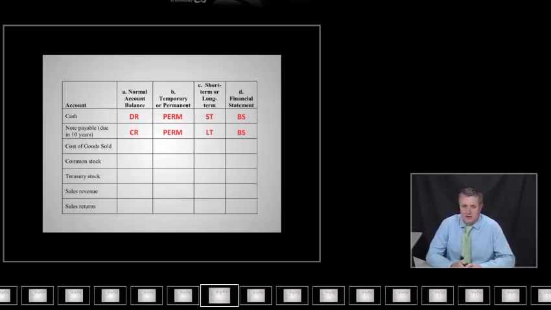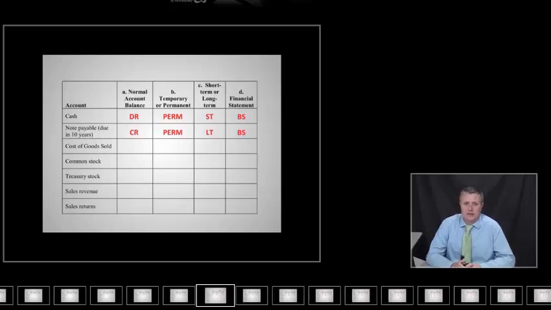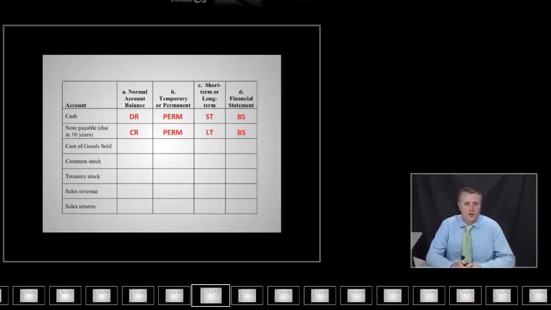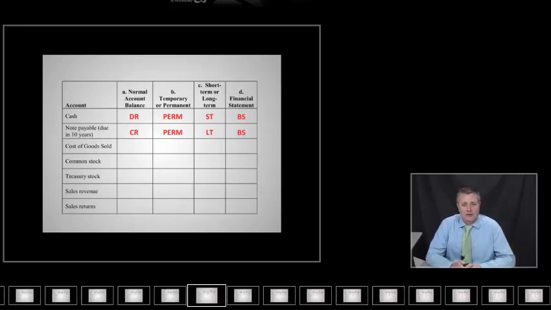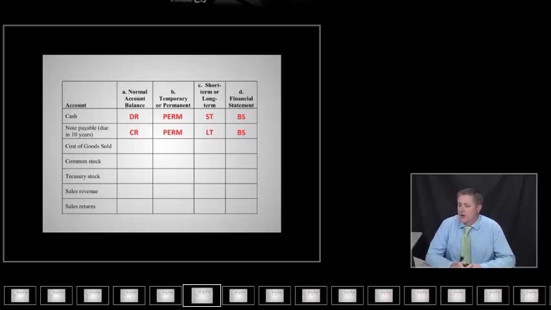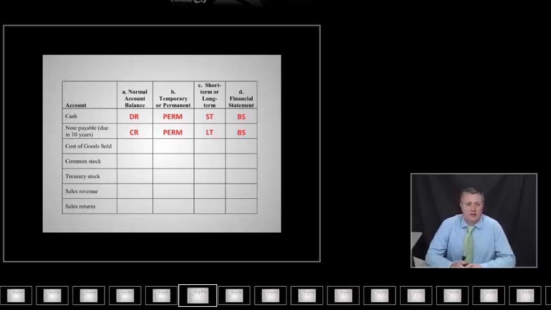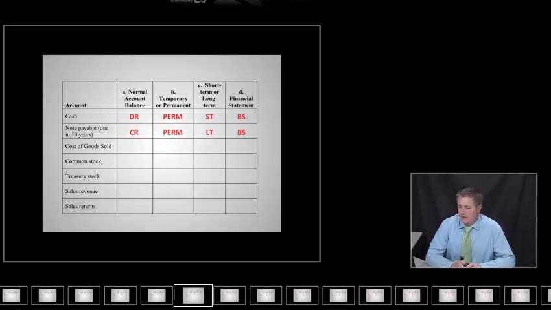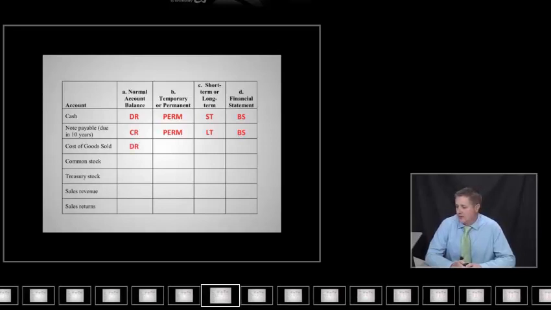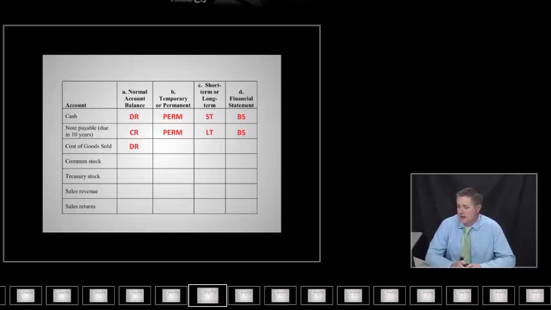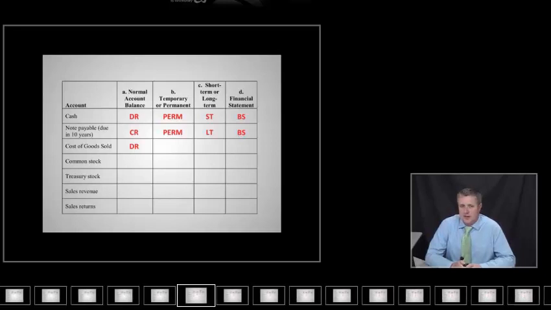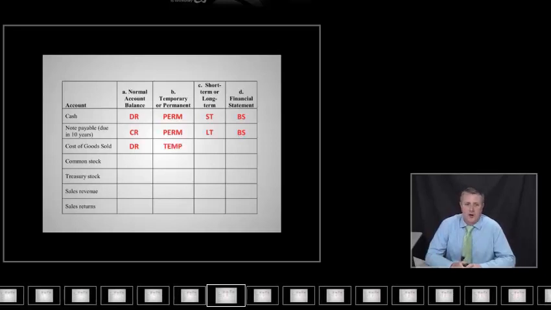Okay, our next item is cost of goods sold. Cost of goods sold is basically an expense associated with selling goods out of inventory. And so any expense is always going to have a debit balance. And so the normal balance for cost of goods sold would be a debit balance. Since it is an expense, it is considered to be a temporary account.